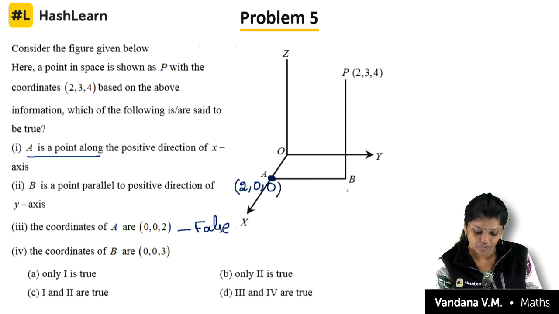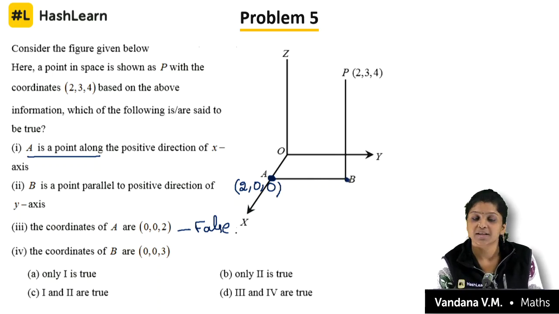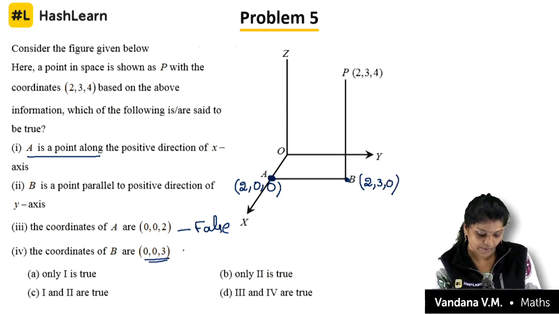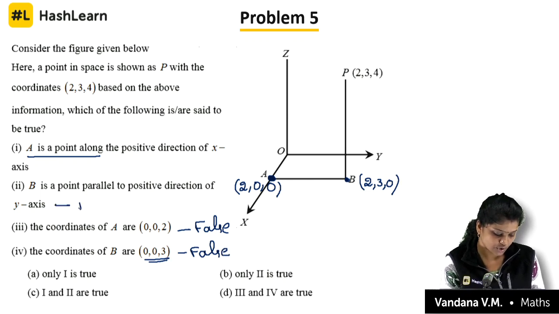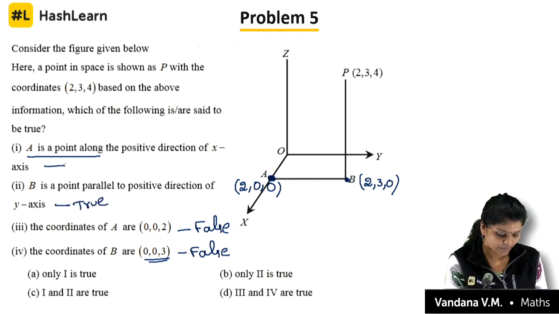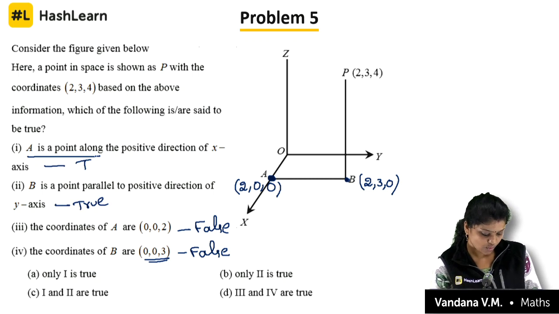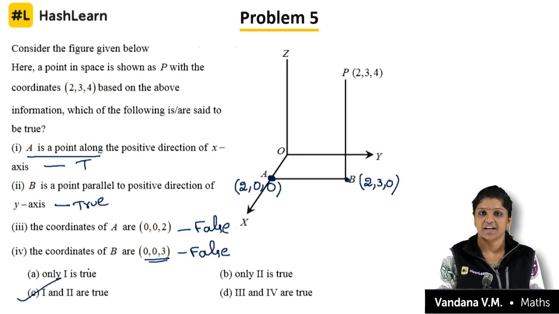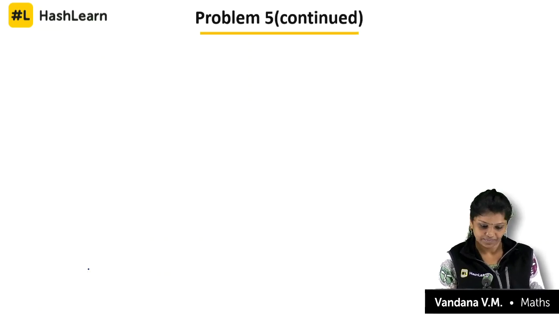Next, the coordinates of B. So, where is it? This is on the xy plane, so only the z coordinate is 0. So, how will you represent this? 2, 3, 0. But they gave 0, 0, 3. So, this is also false. This is true. So, which is correct? 1 and 2 are correct. Which option is correct? Option C is correct. Clear? Any doubts? Okay. Next.